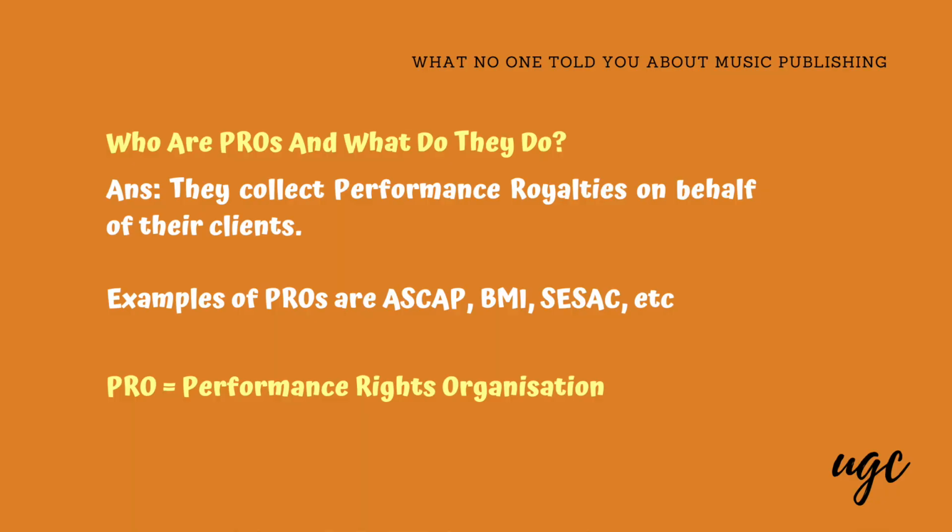What about PROs like ASCAP, BMI, CSAC? What do they exactly do? PRO means Performance Rights Organization. There are lots of them across different territories of the world. They collect royalties on your behalf for public performance of your song in their territory. And remember, we mentioned that publishing royalties are of three kinds: mechanical royalties, performance royalties, and synchronization royalties.